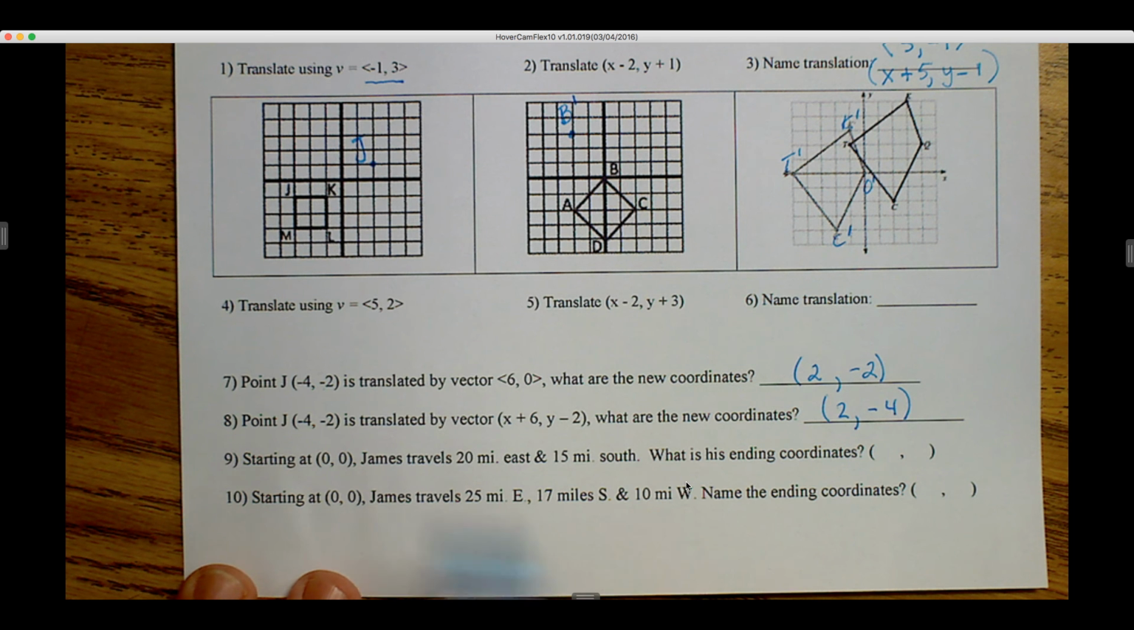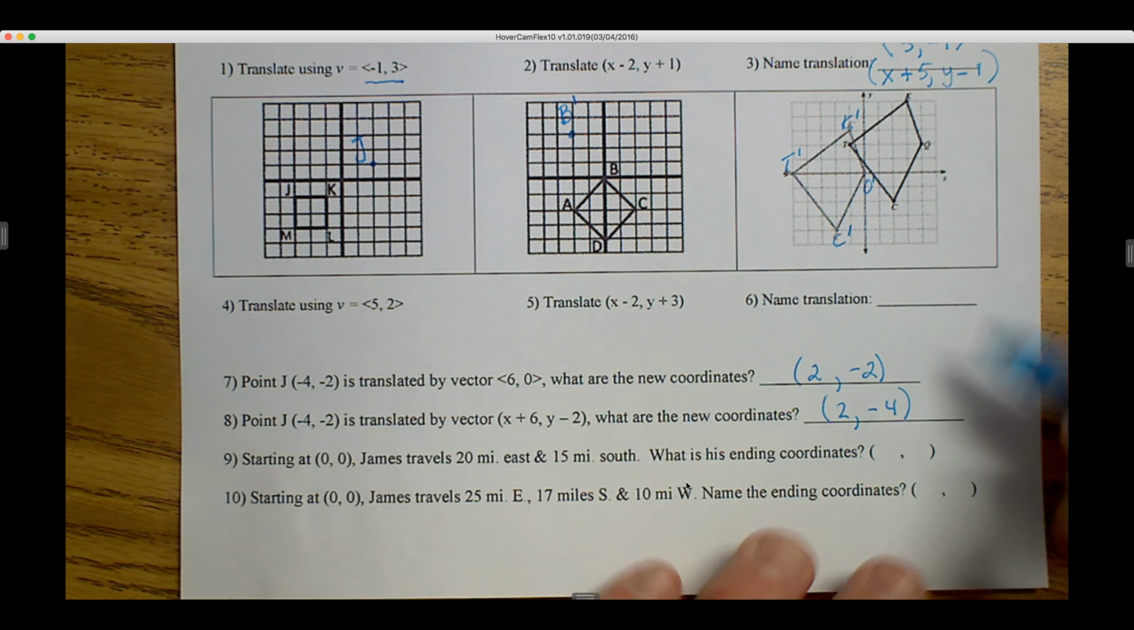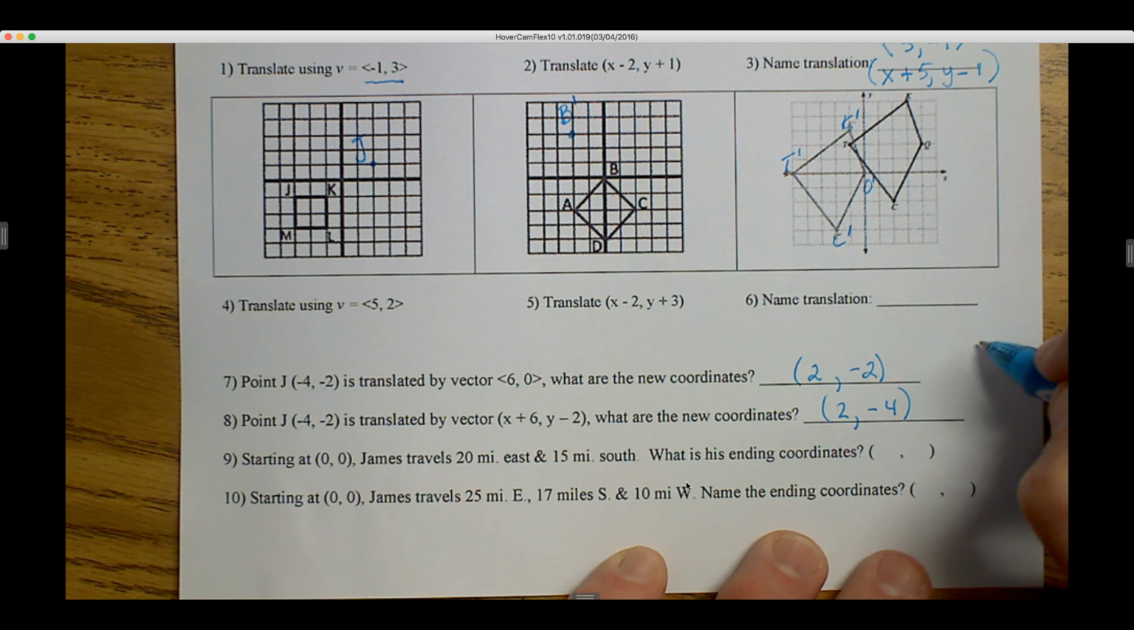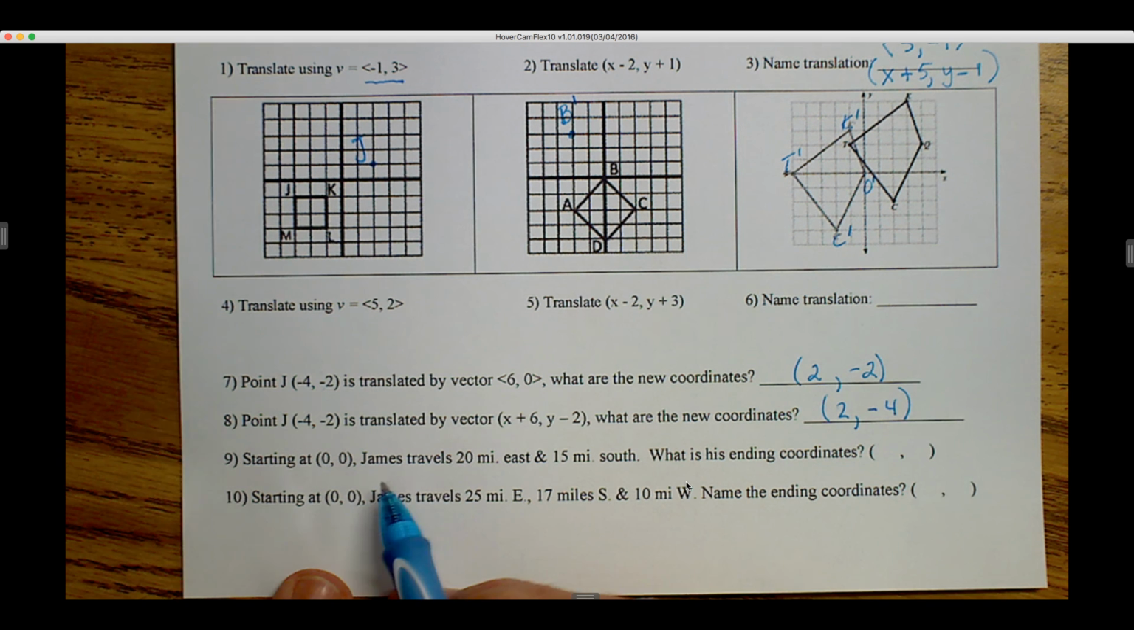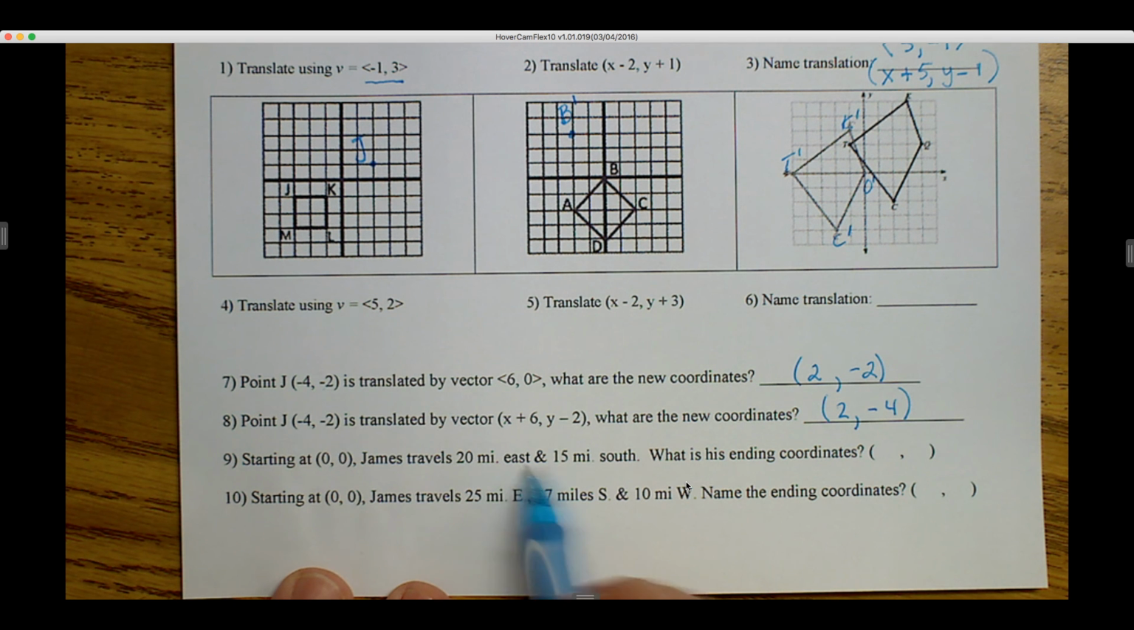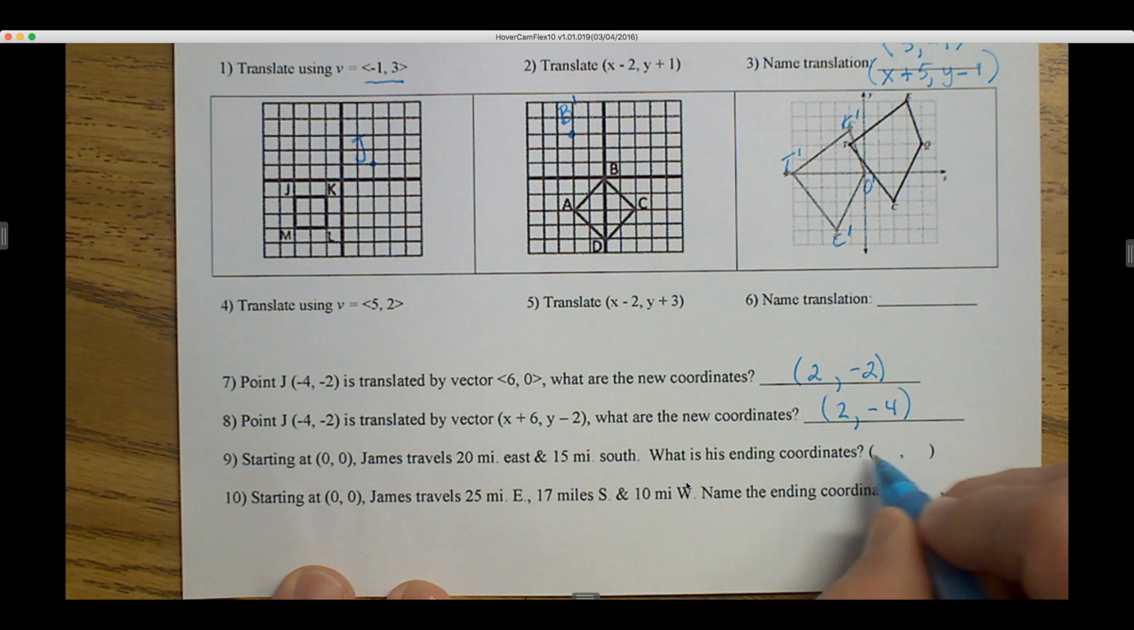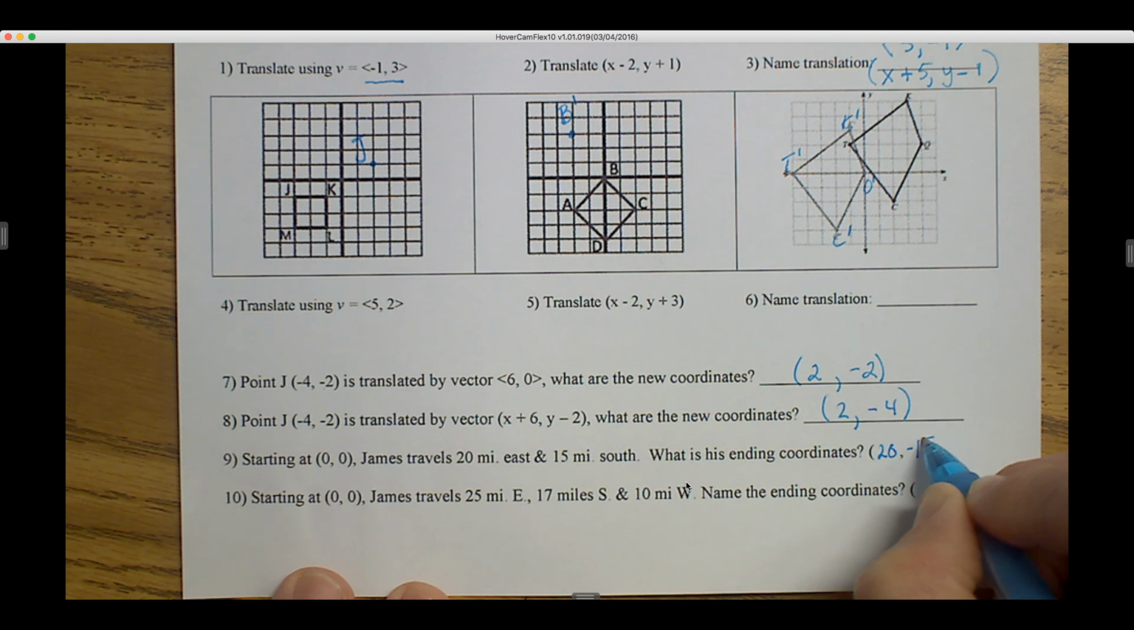If we're starting at 0, 0, James travels 20 miles east and 15 miles south. What is his ending coordinates? We did this one the other day. We remember that east is heading to the right, south is heading down, so it would be positive 20, negative 15.